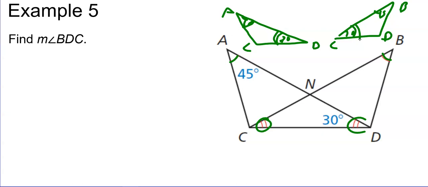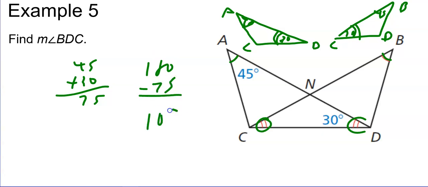So the missing angle has to be the same on both. So 45 plus 30 is 75, and 180 minus 75 is 105. So angle BDC, which is this overarching angle right here, is 105 degrees. Personally, I need to separate that drawing out because my eyes get confused and it's hard to tell.